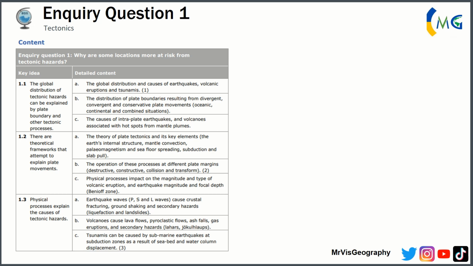We then have a look at the waves, the different primary and secondary impacts of an earthquake. We have a look at the primary and secondary impacts of a volcano. We also have a look at tsunamis.